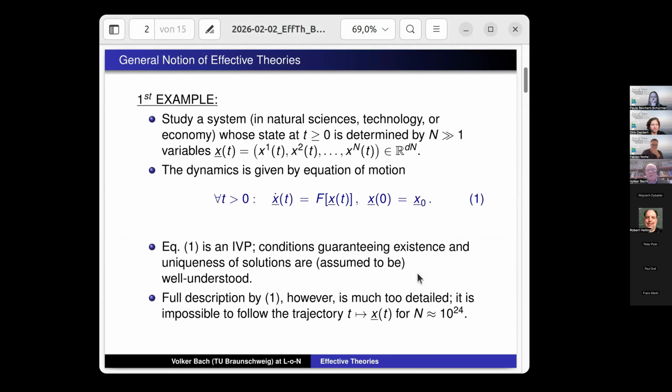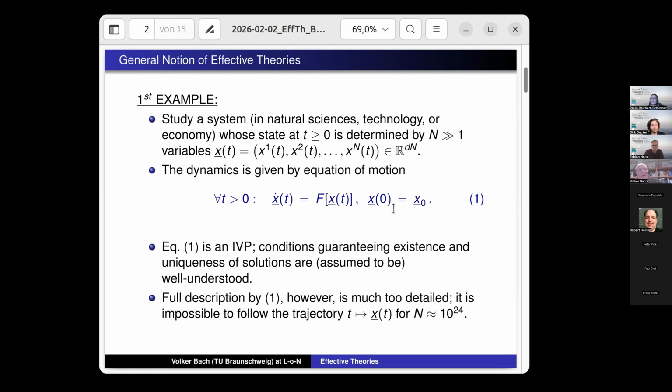In this perspective, I would like to first describe what an effective theory is. I'd like to point this out on two examples. One is dynamical, and the other example is static. So the first example is the dynamical one. Suppose I want to study a system. It could be in physics, or in natural sciences in general, technology, economy, medical sciences, whatever. It's a very general approach.